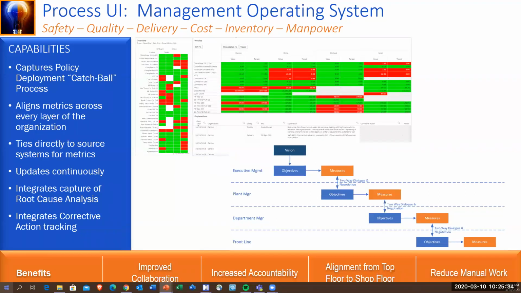Then also track the reasons. So as we're collecting those reasons on the shop floor, we should be able to bubble those up and be able to say, these are the things that are impeding our performance across these different metrics, and have that all tied together.